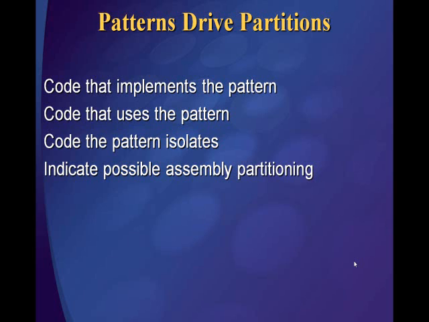Another way to look at how your application should be partitioned into assemblies is to look at the patterns that we use. If you look at a pattern, and we had one example so far, the factory pattern, you can look at the pattern from three points of view. There's the code that implements the pattern, the code that implements the factory pattern, the code that uses the pattern, in our case, the main application, and the code that the pattern isolates from. And this indicates possible assembly partitioning.